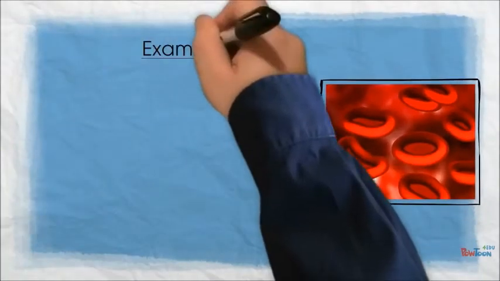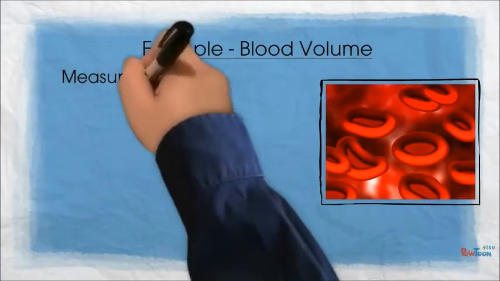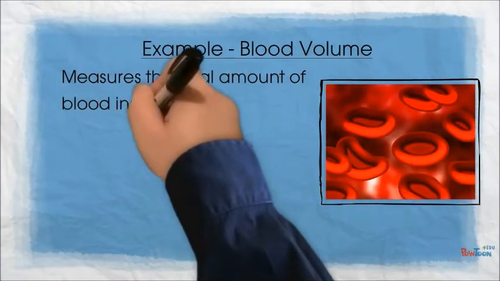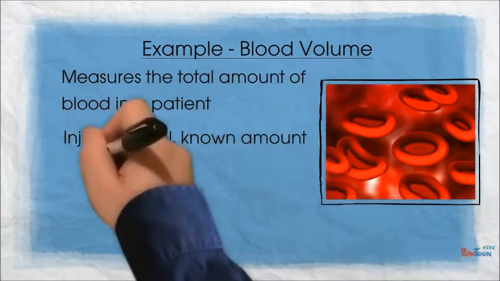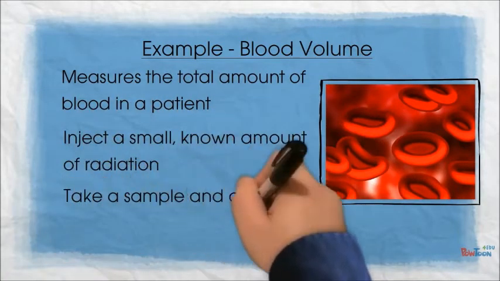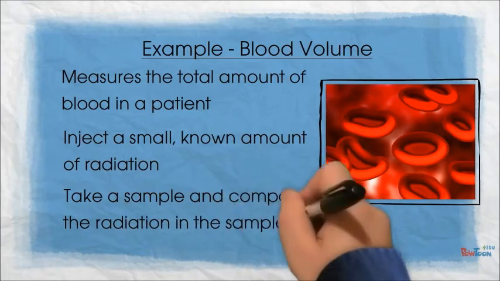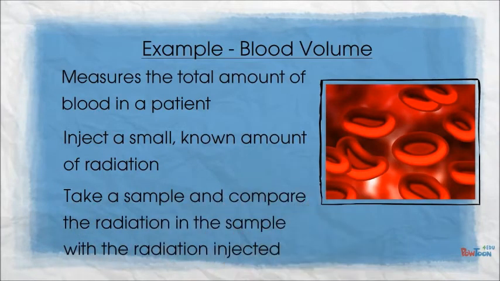A blood volume test measures the total amount of blood present in a patient. The patient is injected with a known amount of radiation, and we wait a small amount of time for this radiation to mix evenly with the patient's blood. We then take a blood sample and measure the amount of radiation in it. The amount of radiation in the sample is compared with the amount of radiation injected, and we can calculate the amount of blood in the patient.